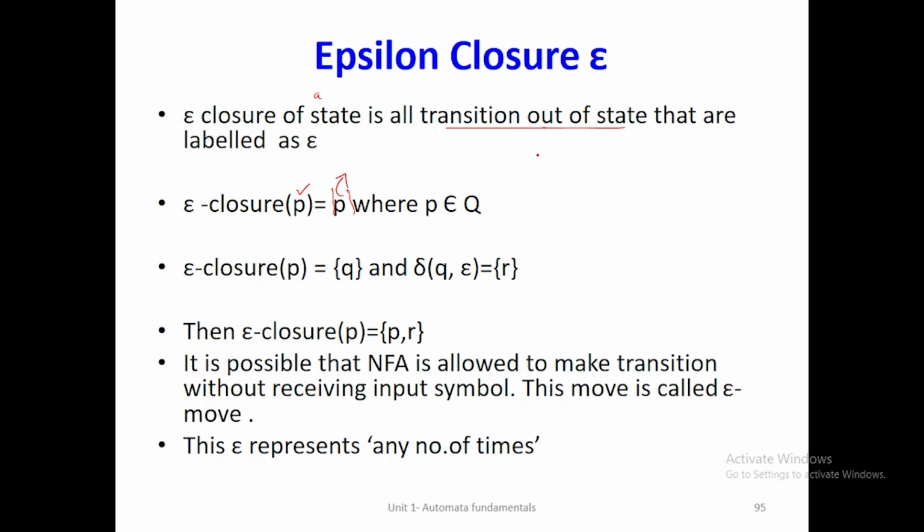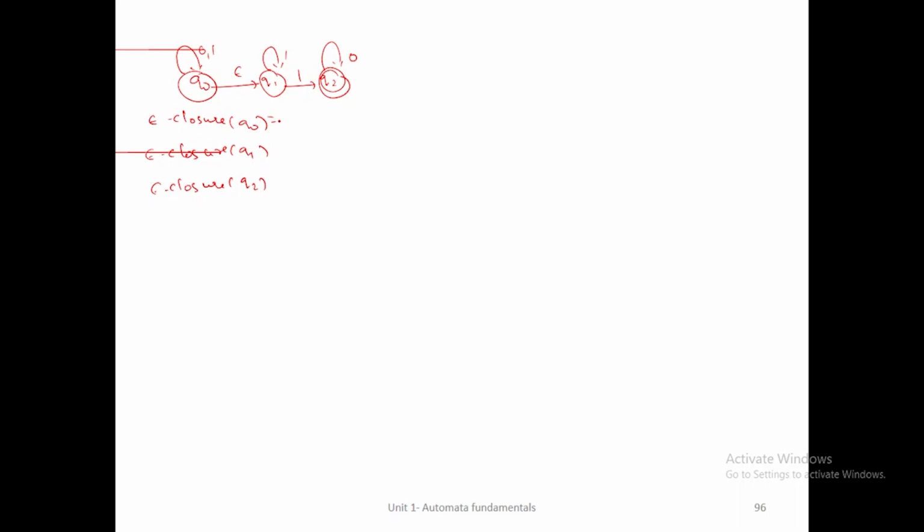For example, I draw the diagram: Q0, with 0, 1, epsilon, Q1, with 1, 1, Q2. So this is the epsilon NFA. How can you calculate epsilon closure value? How many states are there? There are 3 states. For all these states, you should calculate epsilon closure value: epsilon closure of Q0, epsilon closure of Q1, epsilon closure of Q2.